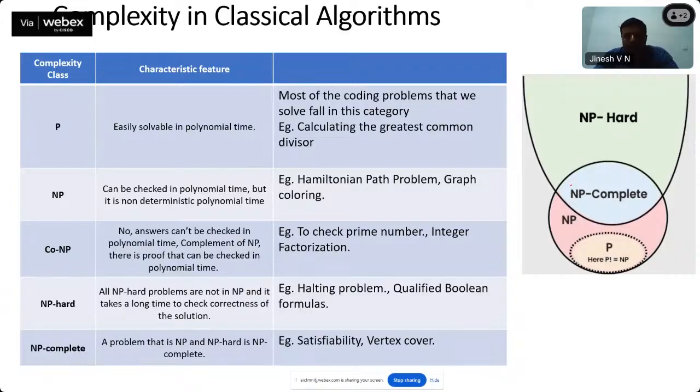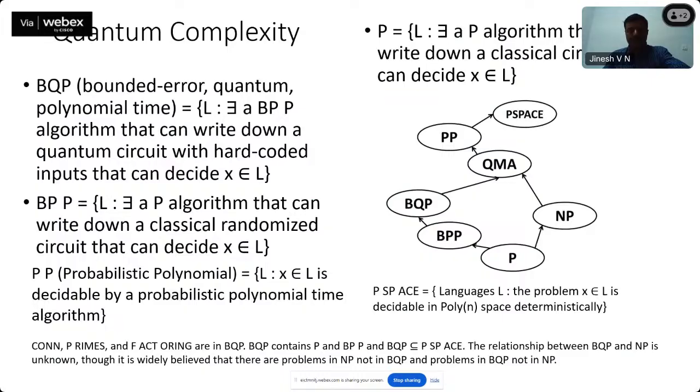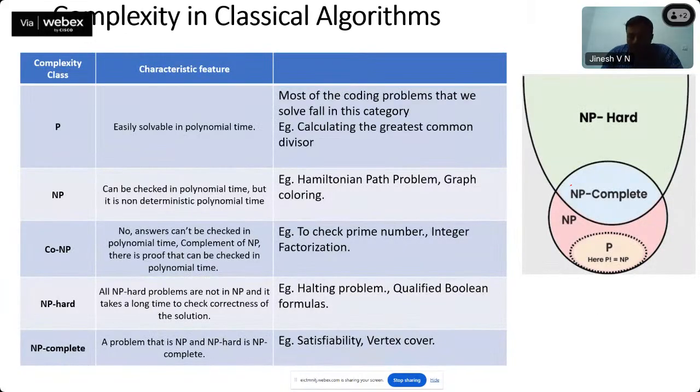Then we can see NP complete, any algorithm which is in NP and NP hard. It means you have the solution, and you can find out whether it is correct or not with a little more effort. So it is non-deterministic in nature, but we are getting the solution. That is NP complete. This classification we are able to identify in quantum systems also.